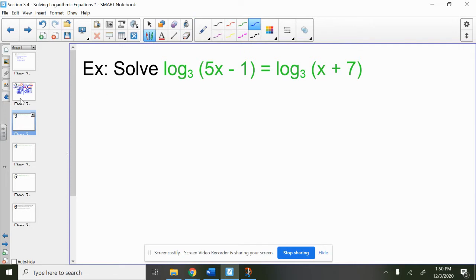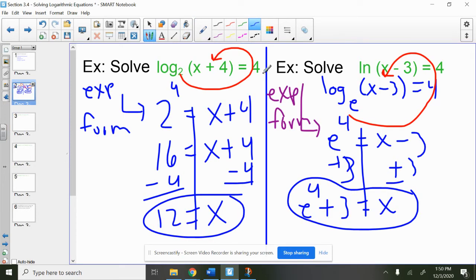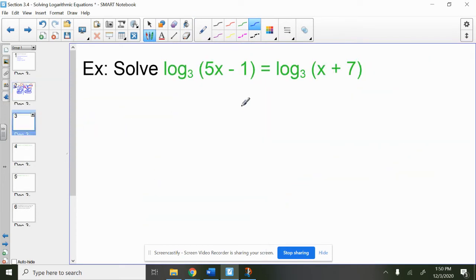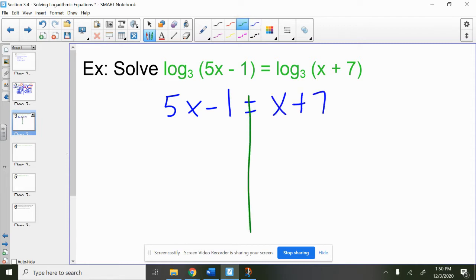But again, notice these were a log equal to a number. That's a different scenario. But if I have a log equal to the same log base, it has to be log base 3 equals log base 3, or log base 5 equals log base 5, which I do have. In that case, I can just set 5x minus 1 equal to x plus 7. And then go ahead and draw your line down and solve it.